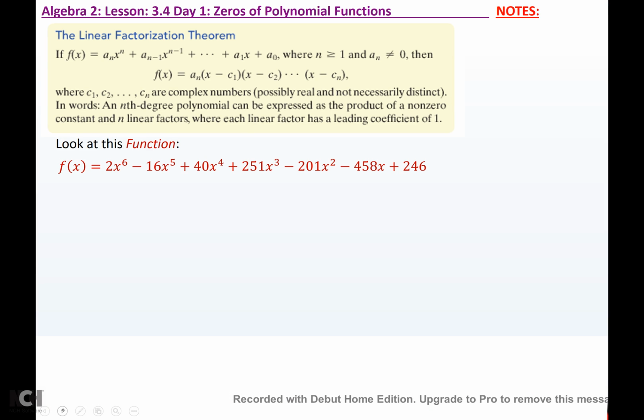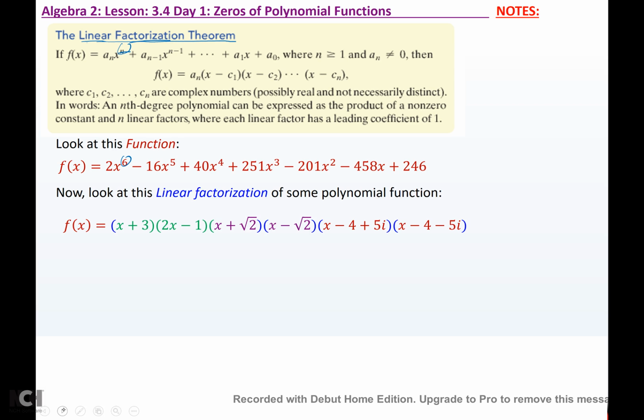Alright, the linear factorization theorem. What the linear factorization theorem says is that if you have an nth degree function, then there are going to be n linear factors. They might not all be real, but they can be factors. So look at this function. It's a 6th degree function. According to the linear factorization theorem, what that means is I should get 6. This should be able to factor into 6 linear factors. And it does. Don't worry about how right now. We'll worry about that later. But I promise this is what this factors into.